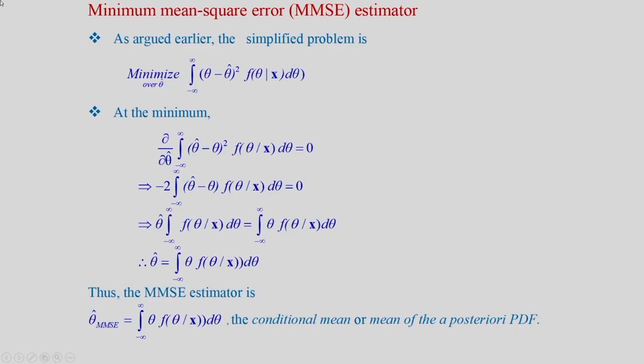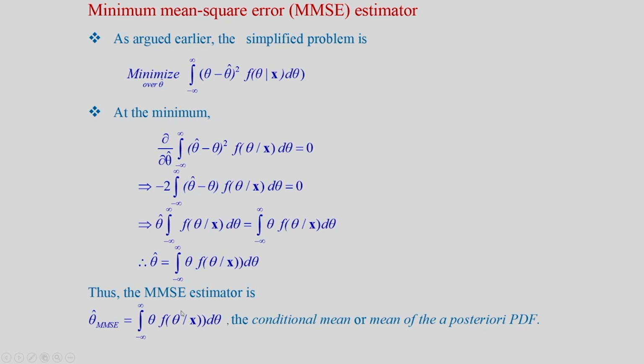given x d theta. Now, this part I know because this is a PDF. If you integrate from minus infinity to infinity, you will get 1. So, the left side is simply theta hat, and on the right side, this quantity is the conditional expectation, the integral from minus infinity to infinity of theta f of theta given x d theta. Therefore, theta hat will be equal to the integral from minus infinity to infinity of theta f of theta given x d theta. This is the conditional expectation.